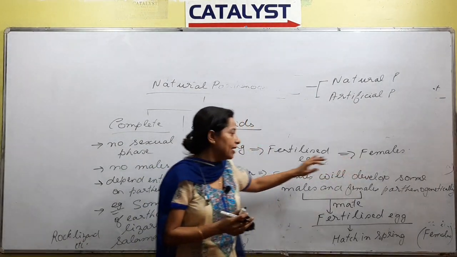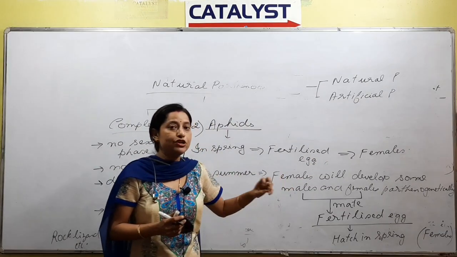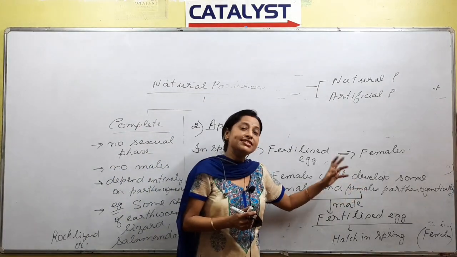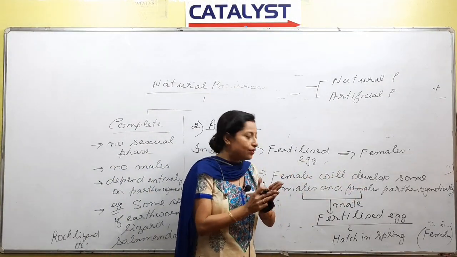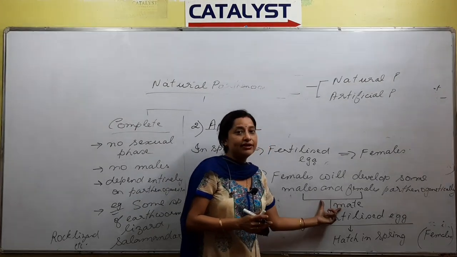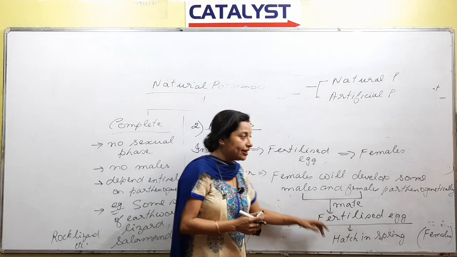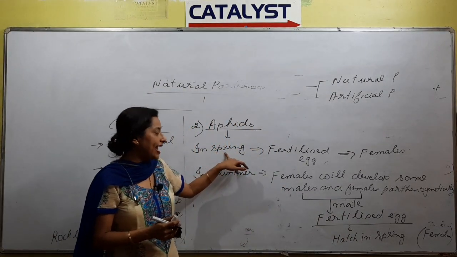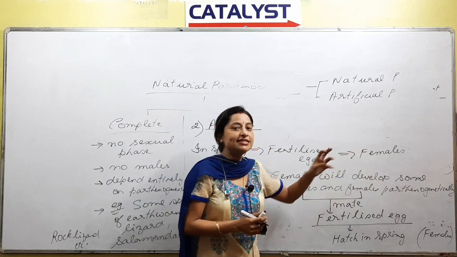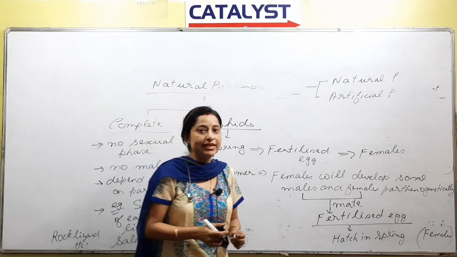But during the summer season, females have the capacity to produce either males or females. The males and females produced in summer mate and produce eggs, and those eggs hatch in spring. And what we know is, when the egg hatches in spring, it will always be a female. So we can see both the two types, and so aphid is an example of incomplete parthenogenesis.